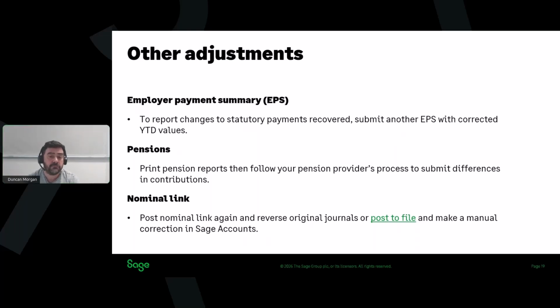Or the other option would be to set your nominal link settings to post to file, post the periods that you've corrected and run reports rather than making direct postings into accounts, and then do a manual correction within your accounts. So our help center does contain some guidance on all of that.